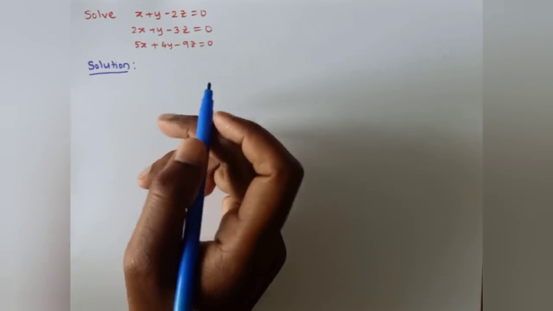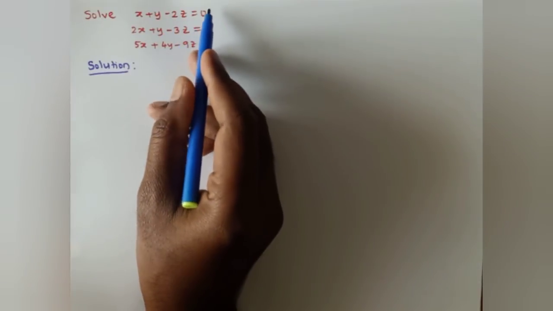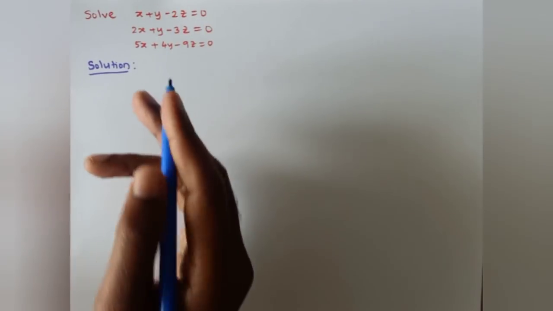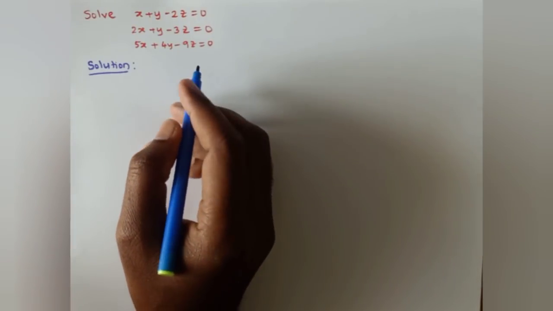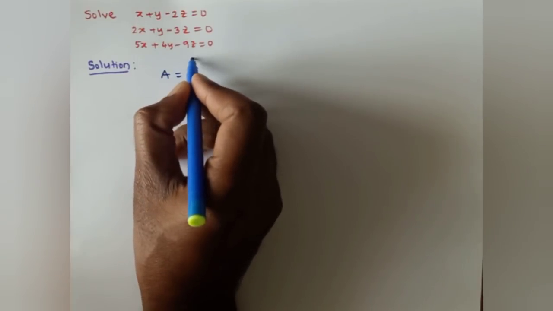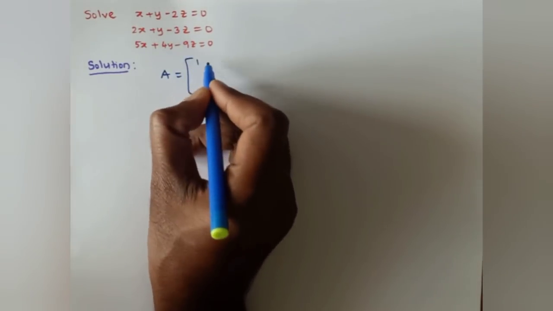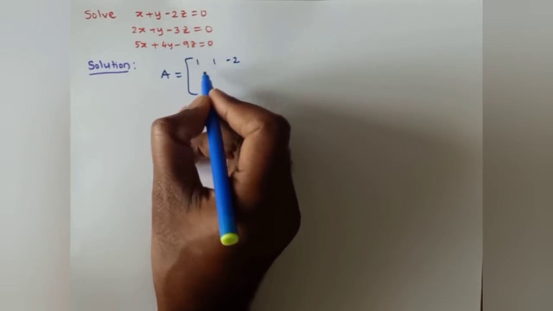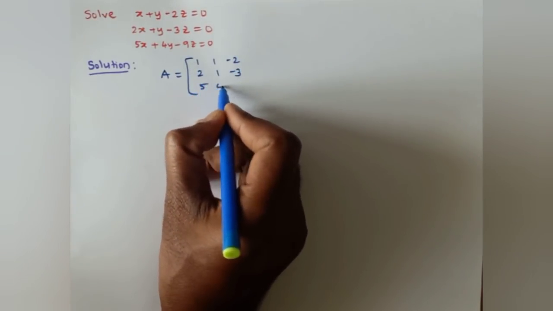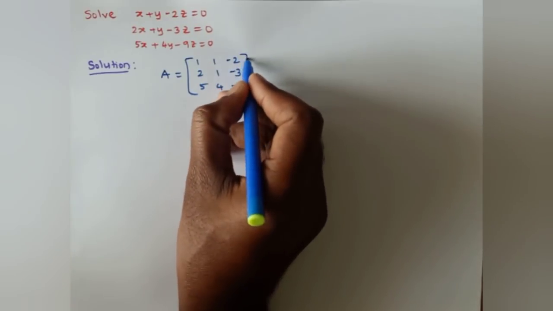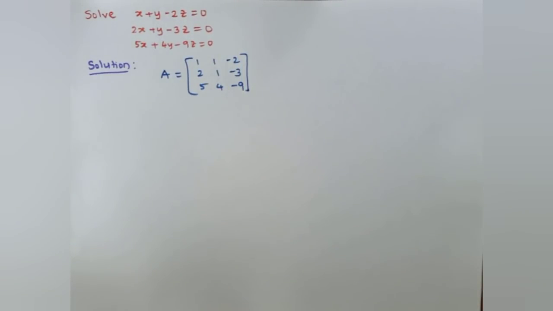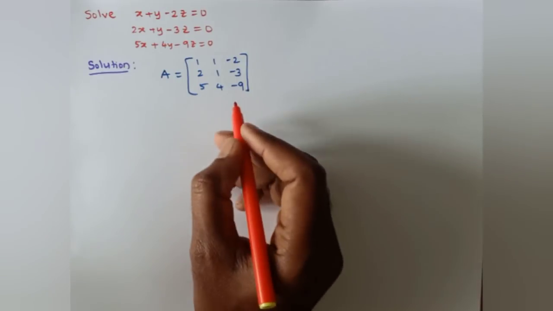So the next example: solve the given system. It is a homogeneous case where the coefficient matrix is [1 1 -2; 2 1 -3; 5 4 -9]. So try to find the rank of this matrix A.